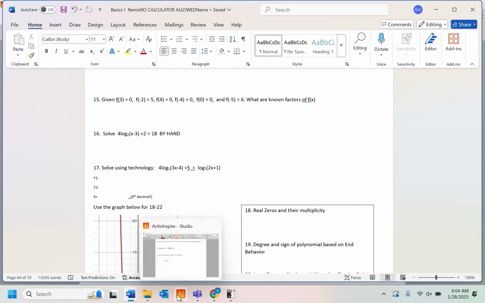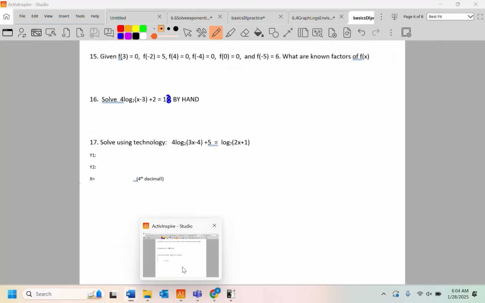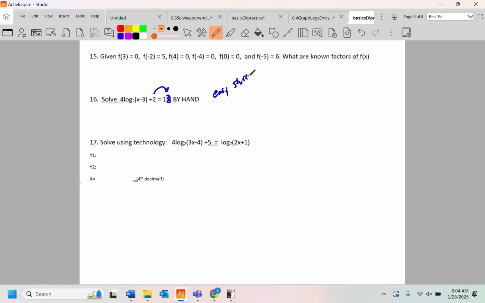So by hand means you're not using Y1, Y2. And I understand that some of you will have to use technology to do evaluation, but you shouldn't on this one. Anyways, we're going to do the easy stuff first. Remember, it's always the easy stuff first. So we're going to take away 2 and get 16. 4 times the log base 2 of x minus 3, and that's 16. Now we're going to divide out the 4. We'll have log base 2 of x minus 3 equal to 4.